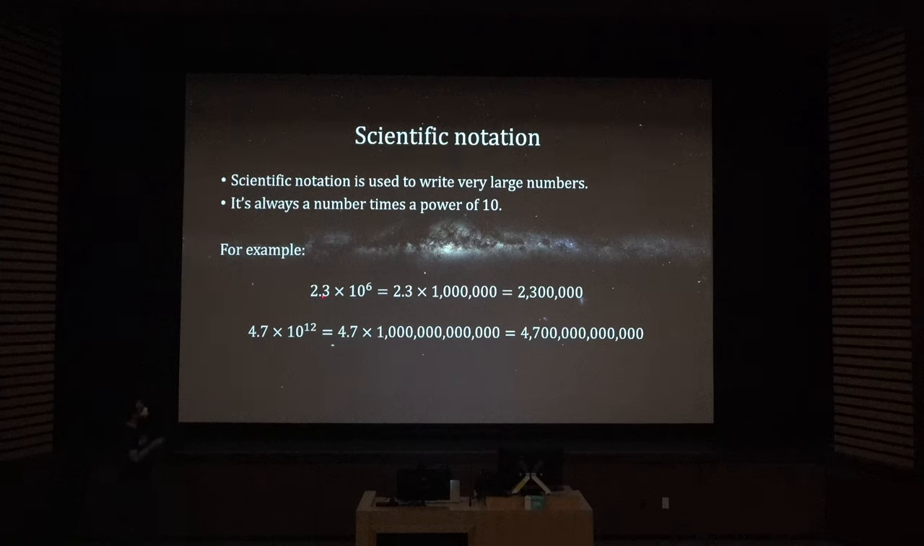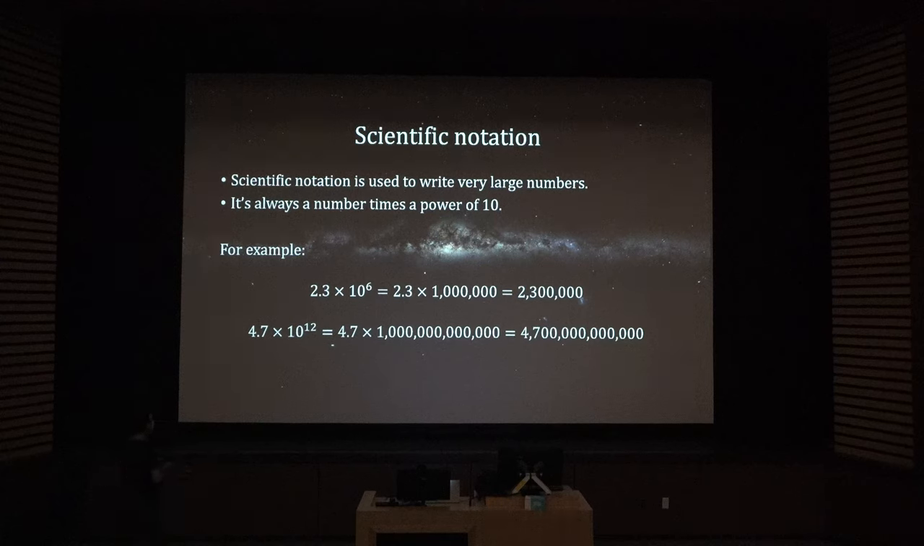For example, 2.3 times 10 to the 6 is scientific notation. What does it stand for? Well, 10 to the 6 is 1 with 6 zeros. 2.3 times 1 with 6 zeros, which is 1 million, is 2,300,000. You can do this on your calculator. You don't have to do this in your head.